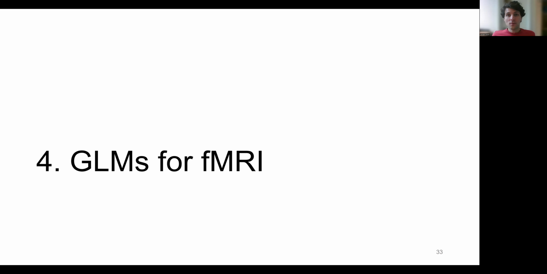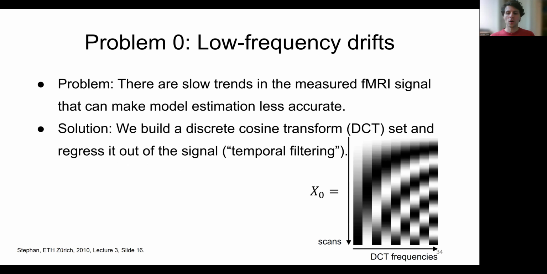Okay, so this is it for the general mathematical apparatus behind general linear models. In the second half of the lecture, roughly, we now want to look at a few properties that are specific to fMRI signals and which need to be accounted for when making general linear models fit for fMRI data analysis. The first of these problems is the existence of low frequency drifts.